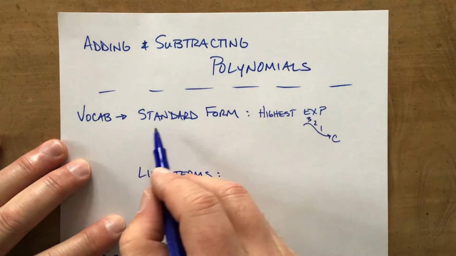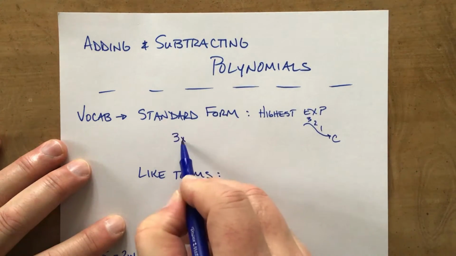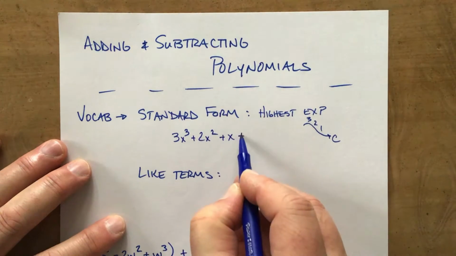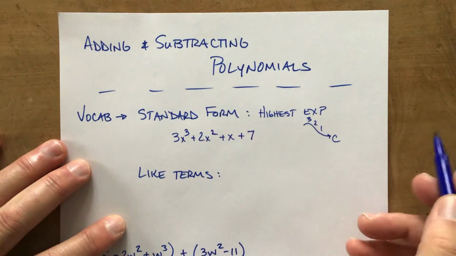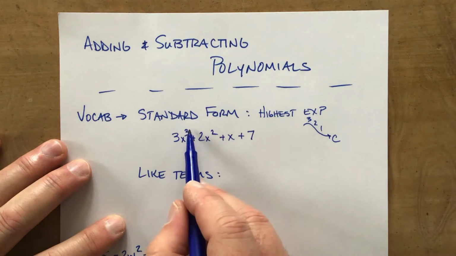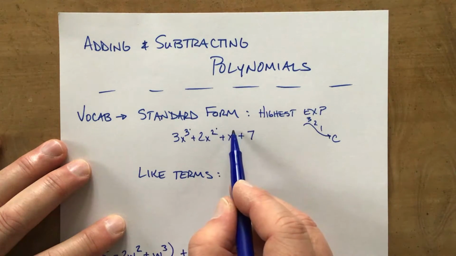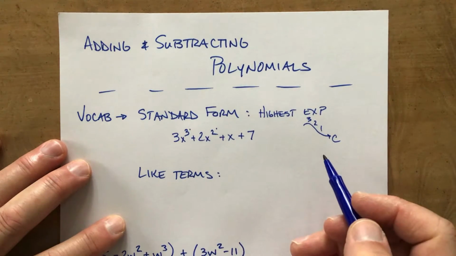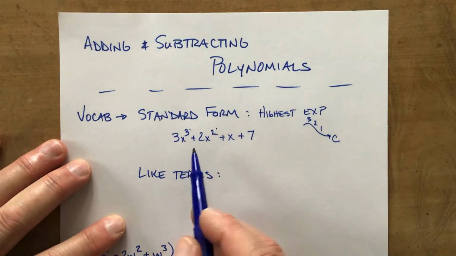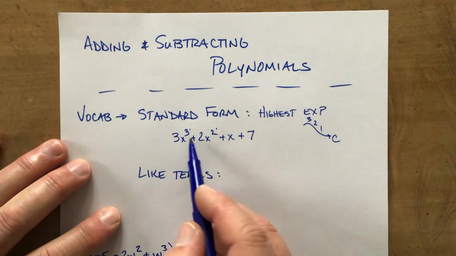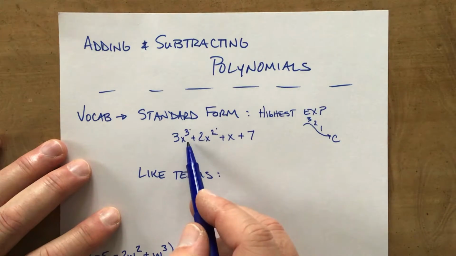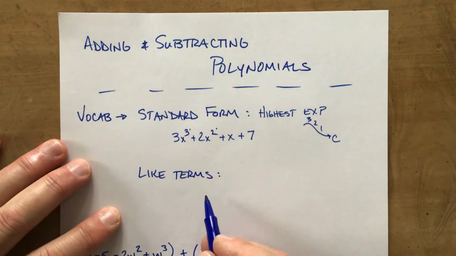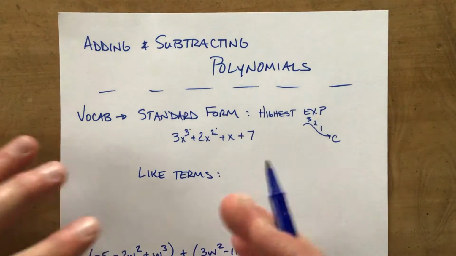All right, so standard form. So 3x to the third plus 2x squared plus x plus 7 or something like that. Notice that it's 3, 2, 1, right? And then none. That's what standard form means. Now, for most of these problems, we don't get much further than x to the third.